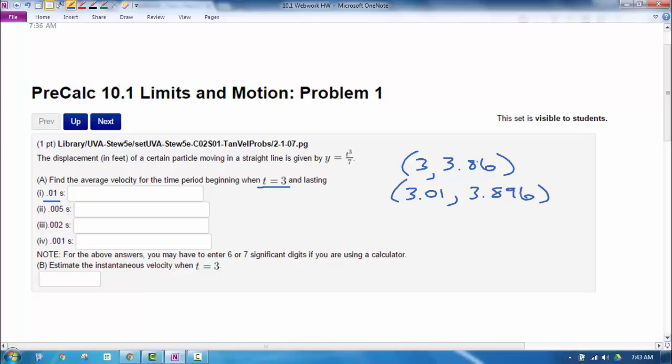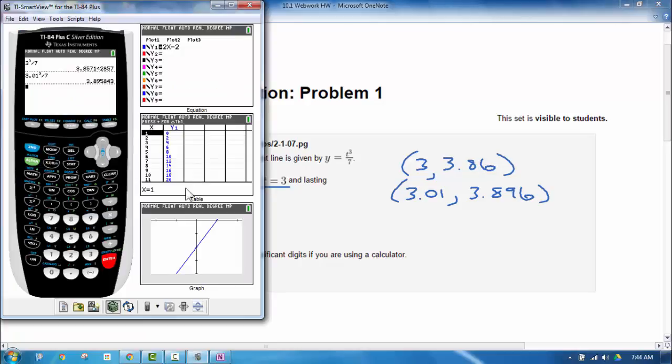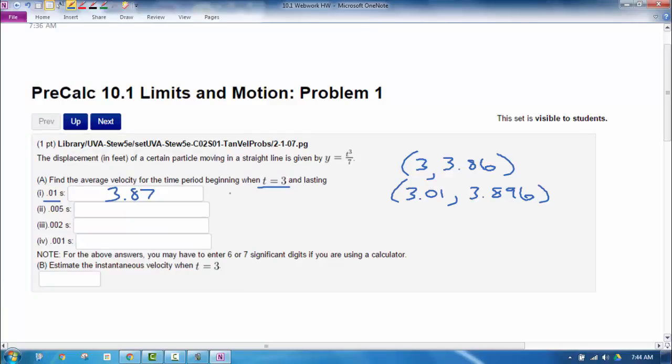3.896. Now I didn't round either of those in my calculator, so I kept those in the calculator, and I'm just going to do slope. With these numbers in your calculator, you grab the y2 and subtract the y1, and then divide by the difference of 3 and 3.01, which is 0.01. So basically you just do slope. 3.87 is what we get, and I put that here.